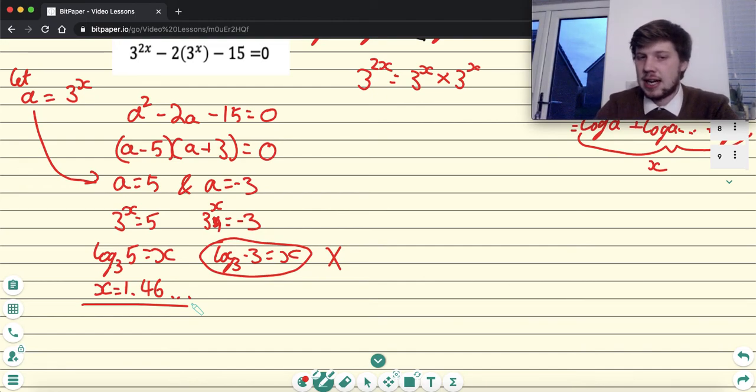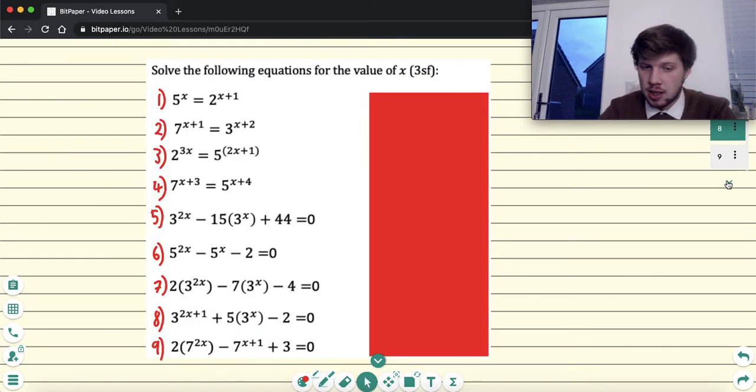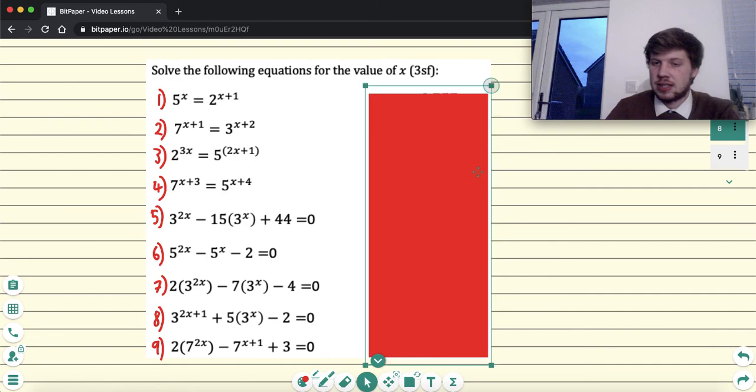So this is how we can solve equations using logs. What I would like you to do is have a go at these questions on the next page, 1 to 9, and then I'll show you the answers shortly. So pause the video and have a go at the questions, please. If you get stuck at all, look back at the previous section.